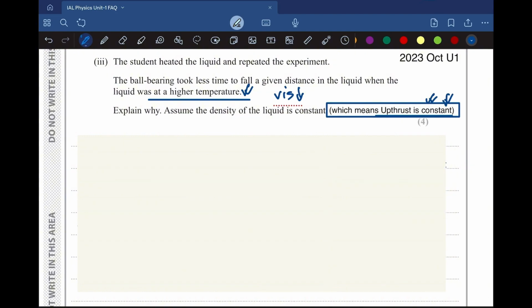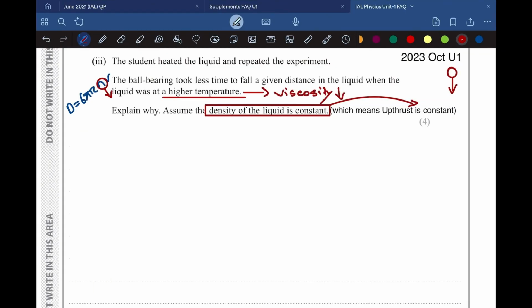Now let's go through the formula of drag. We know drag is equal to 6 pi r eta v, right? And when the viscosity has decreased, as viscosity and the drag force are directly proportional, the drag force should decrease as well, right? But the drag force here cannot decrease.